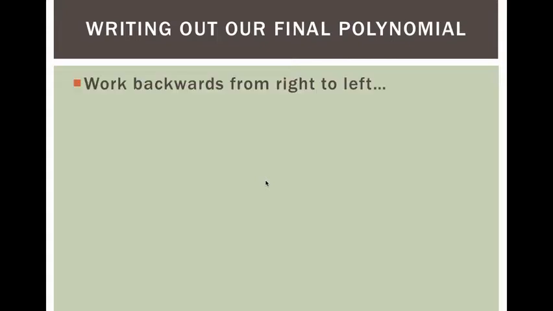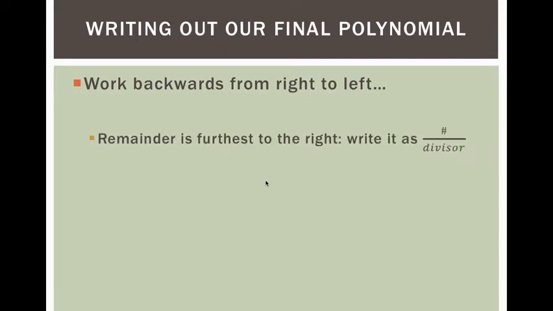Now that we've done a couple of examples of synthetic division, let's talk about how we write out our final quotient, our final answer to these division problems. We're going to work backwards from the right side to the left side at the bottom of your synthetic division. The reason I like to work backwards is so that I don't make any mistakes when I am writing out my terms, and I make sure that I get them all correct.